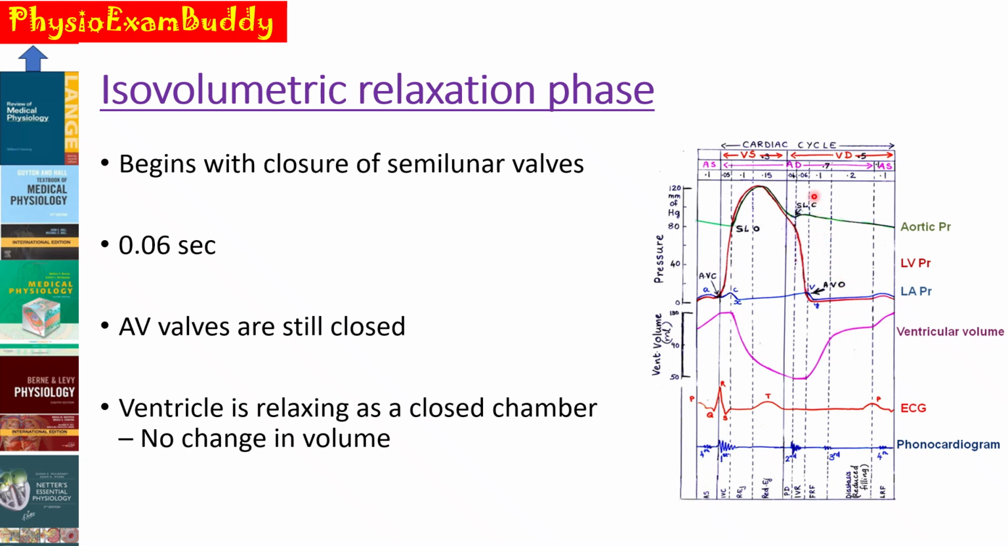Next is the isovolumetric relaxation phase, which is around 0.06 second, and this begins with the closure of the semilunar valves, represented by SLC here, and the AV valves are also still closed. So the ventricle is relaxing during the diastole as a closed chamber, and no change in the volume occurs, hence the name isovolumetric relaxation phase.